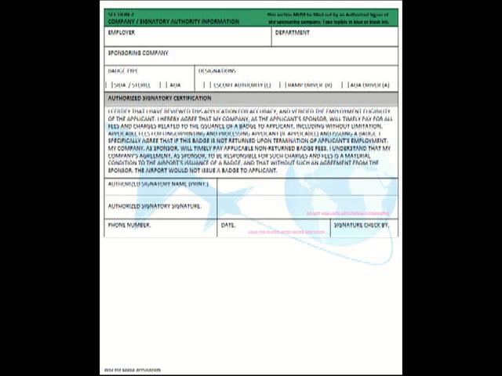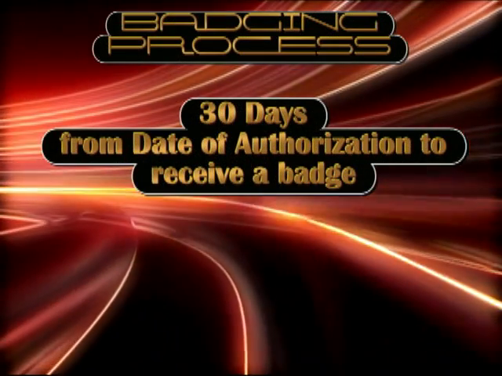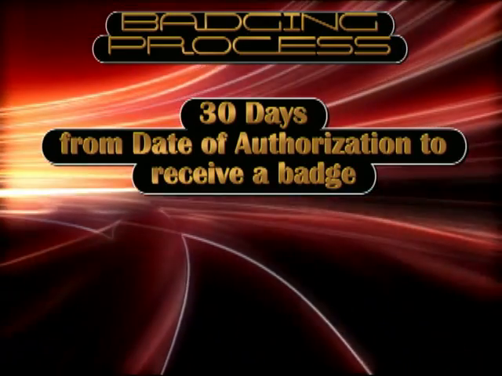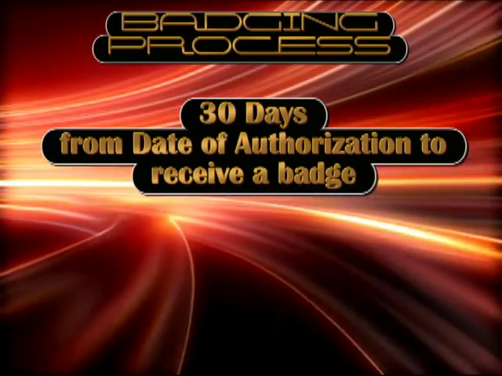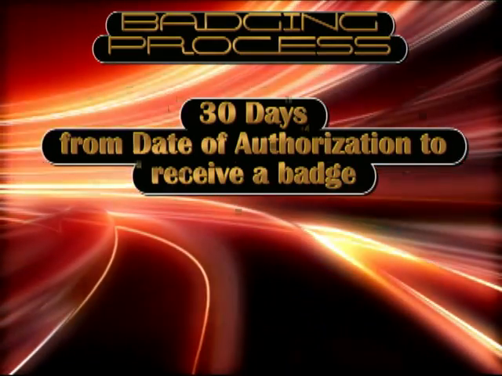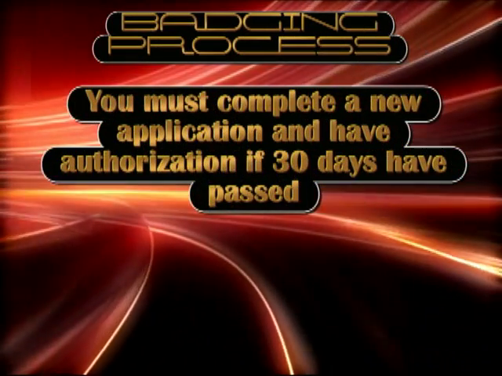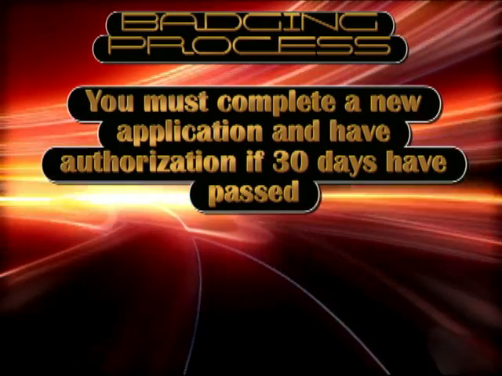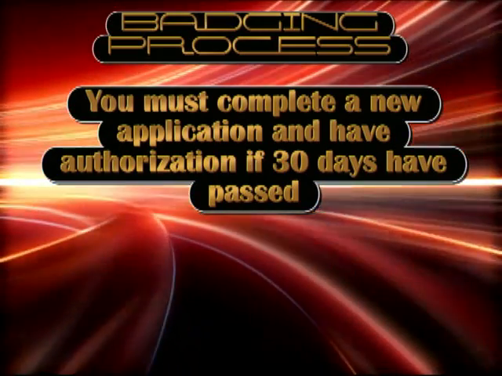If you have any questions about the appropriate signatory authority for your application, you may call Airport Administration to find out who you should have sign your application. You have 30 days from the date your signatory authority signs and dates your application to receive your RST AOA identification badge. If you do not receive your badge within this 30-day period, your signatory authority will need to sign and date a new badge application prior to your badging appointment.